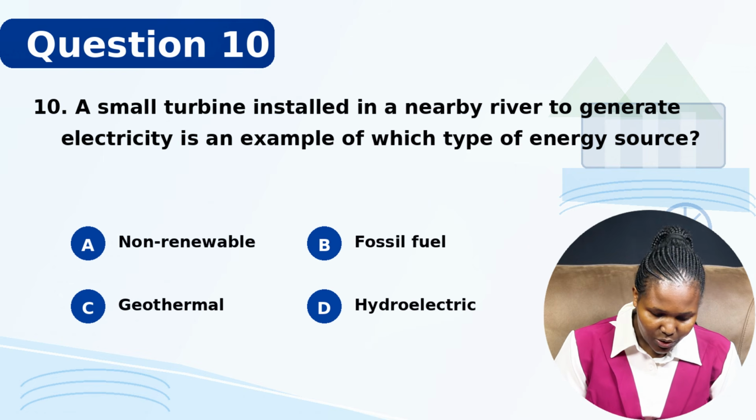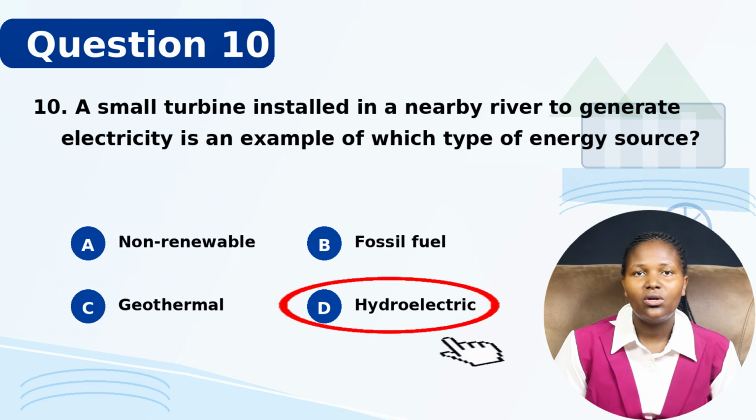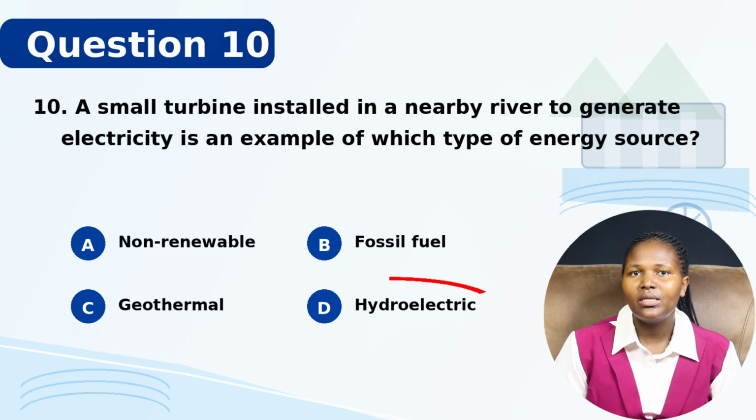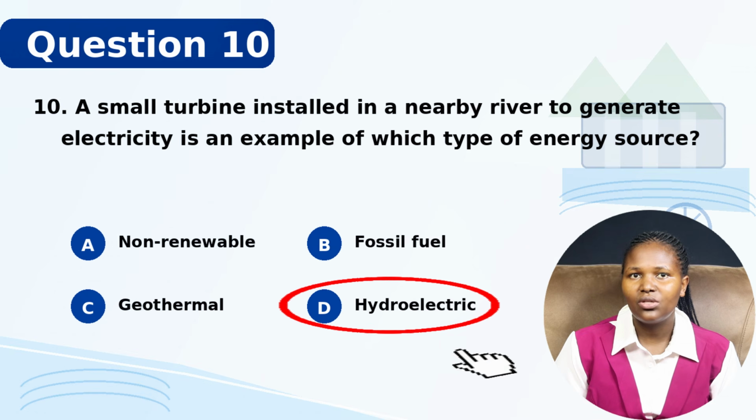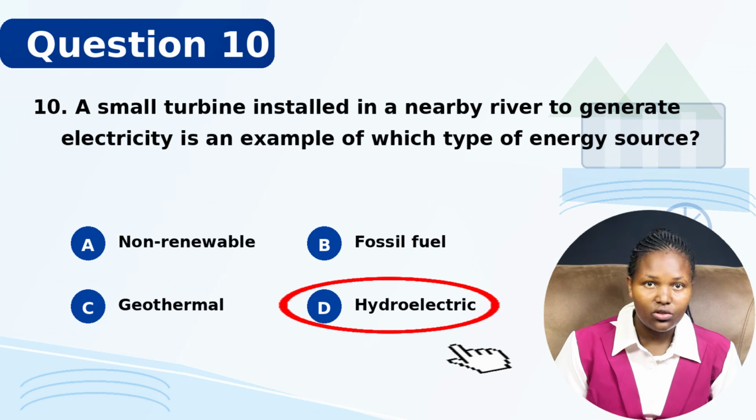Hydroelectric, which is option D. Why is it hydroelectric power? Because hydroelectric power uses moving or falling water to generate electricity. So when you see a question saying that there is any water involved or any movement involved, that is hydroelectric power. That is the correct option.